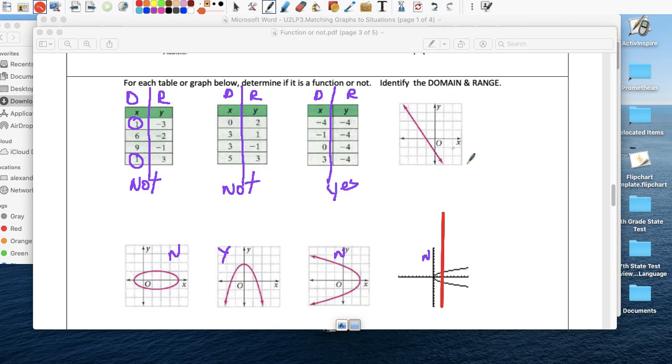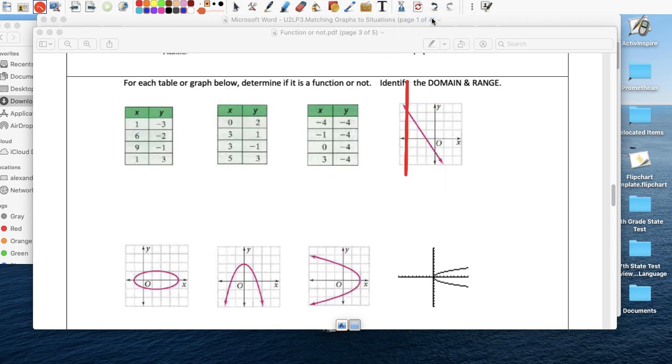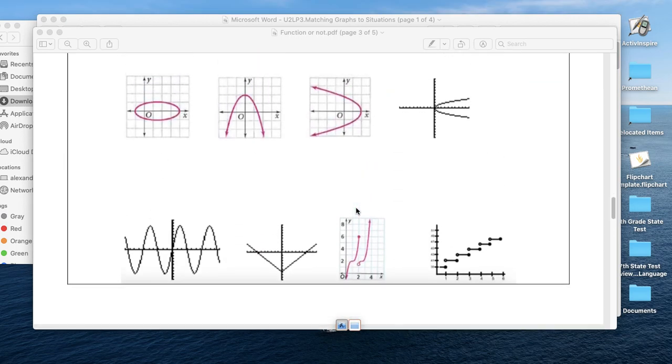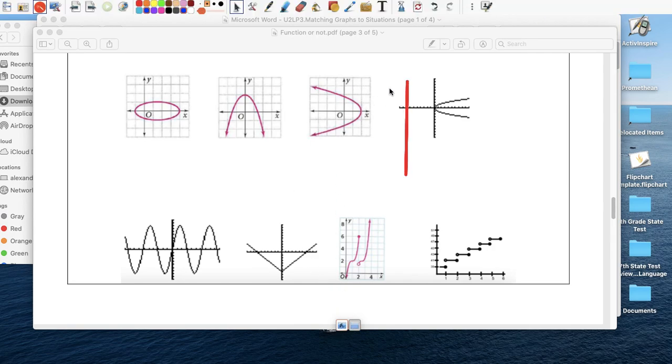This one is a yes, and then this one passes the vertical line test. So definitely a function. If you move it around, notice that that pink line only touches the red line at one place at any given time. Okay. All right, so that's that video. Oh, and there's more at the bottom here. And again, you can do the vertical line test. For this one, just move it around and notice that as I move that red line to the right, it touches that up and down curved line in one spot at any given point in time.